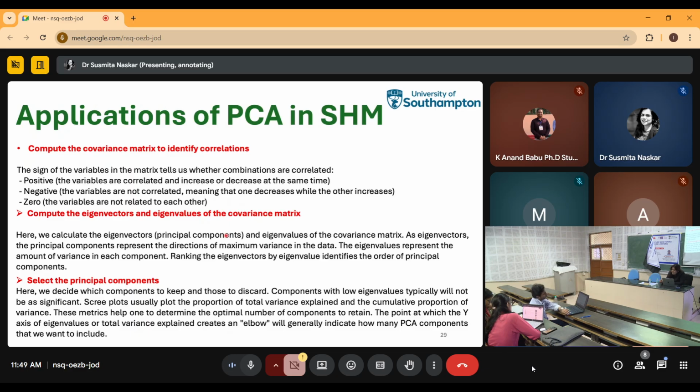Once that is done, we have to select the principal components. Finally we decide how many components to keep. Components with low eigenvalues don't explain much variance and can usually be discarded. This is also the way you can reduce your data. Scree plots help us to visualize that. The point where the curve forms an elbow indicates an optimal cutoff, and that's how we generally do it. So basically you can understand how PCA moves from correlation in the covariance matrix to selecting the most meaningful directions where the principal components lie. Clear to everybody?